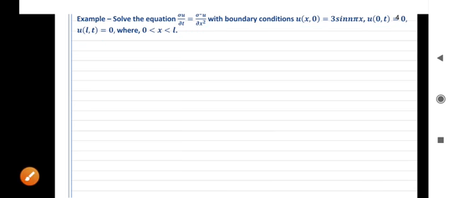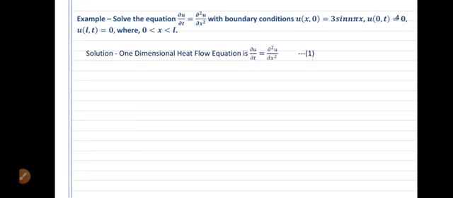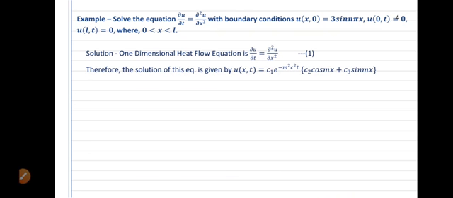The equation is very similar to the first one, the only difference is that here c square is 1. Let us see the solution. So we have to write the one-dimensional heat flow equation which is given in the example. Its solution will obviously be u of x,t is equal to c1 e raised to minus m square c square t into bracket c2 cos mx plus c3 sin mx.